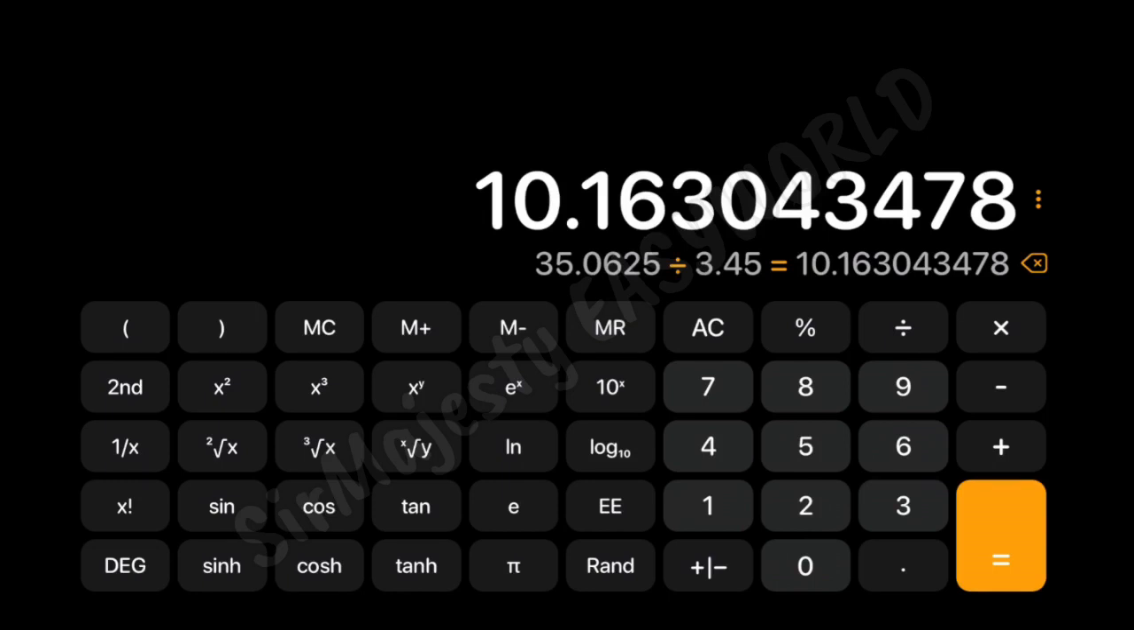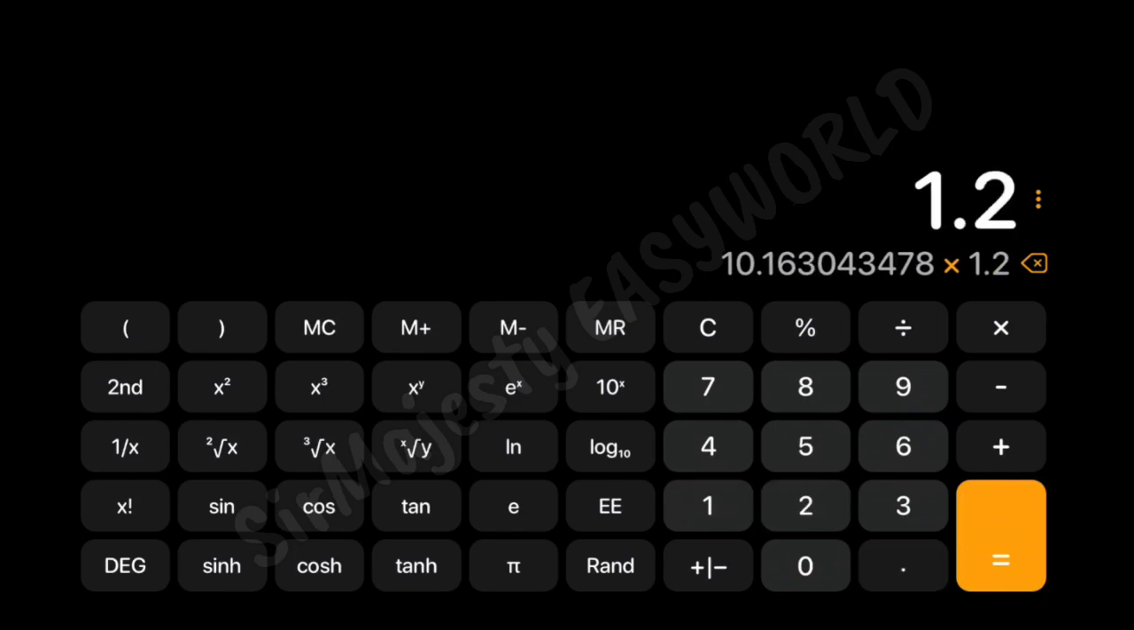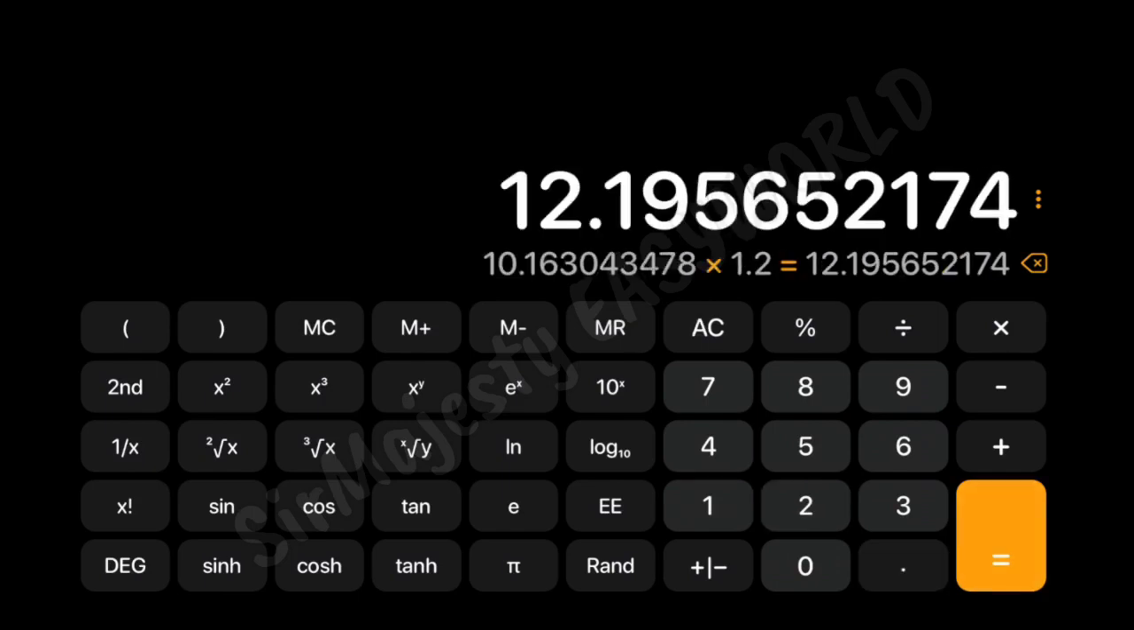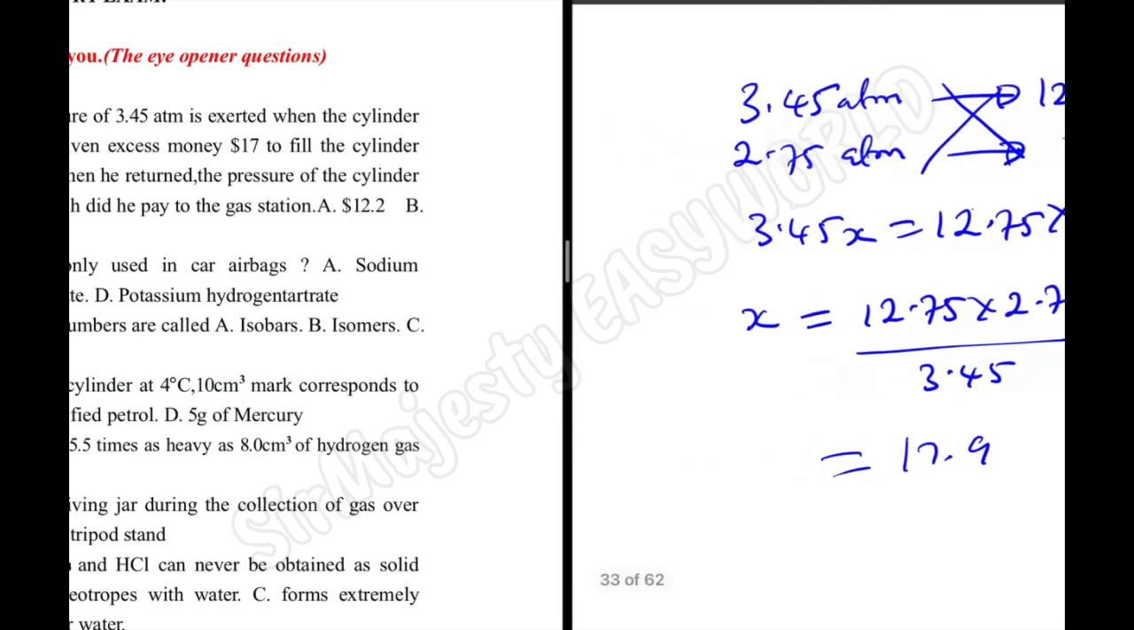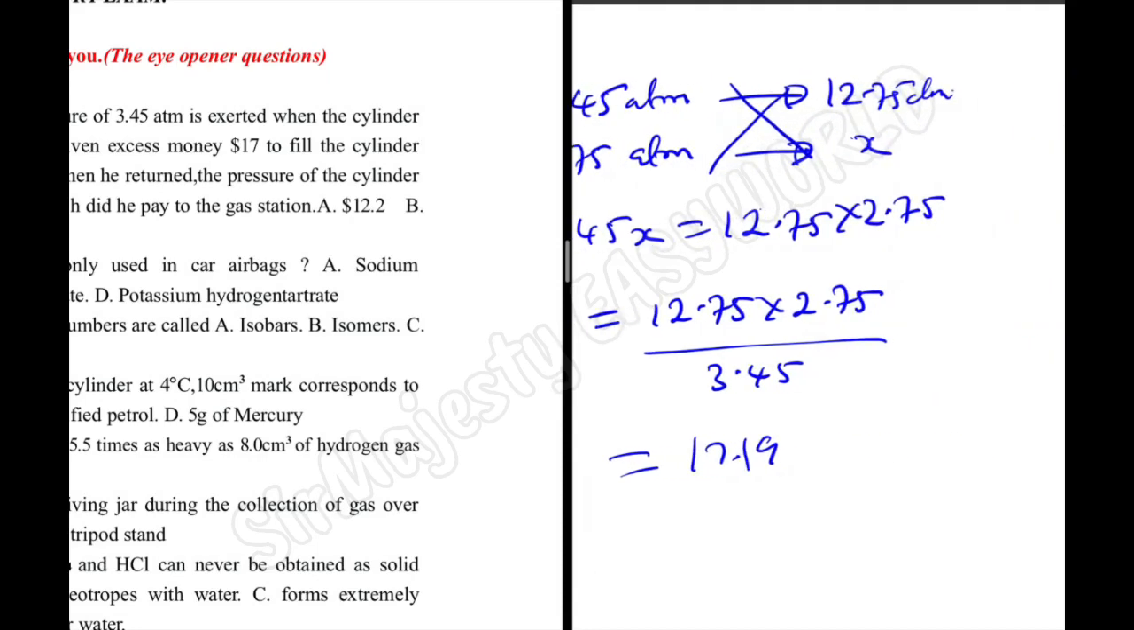And remember that 1 dm cube costs $1.2, so we say 10.16 times 1.2, which will give you 12.192. So the man paid 12.19, that's approximately $12.2 to the gas station. So the answer to the question is exactly A, 12.2.